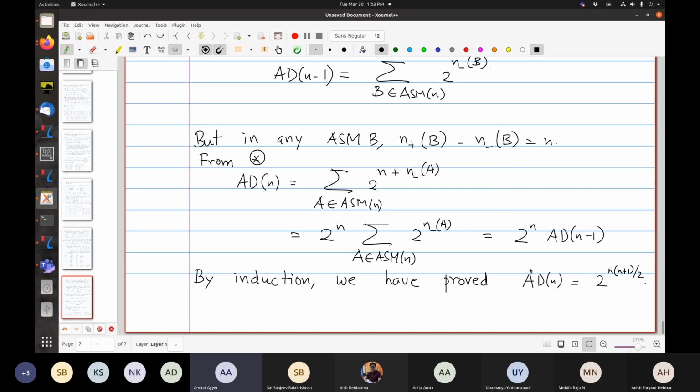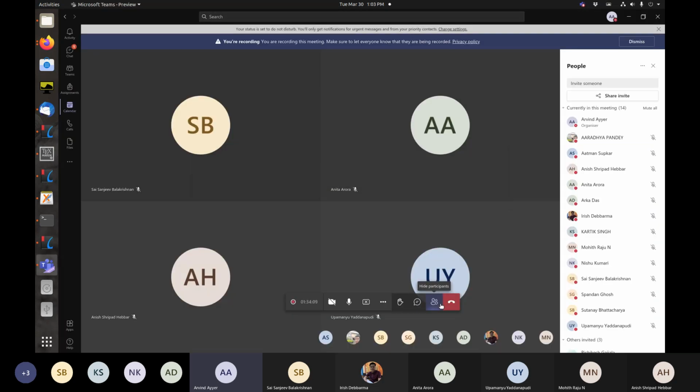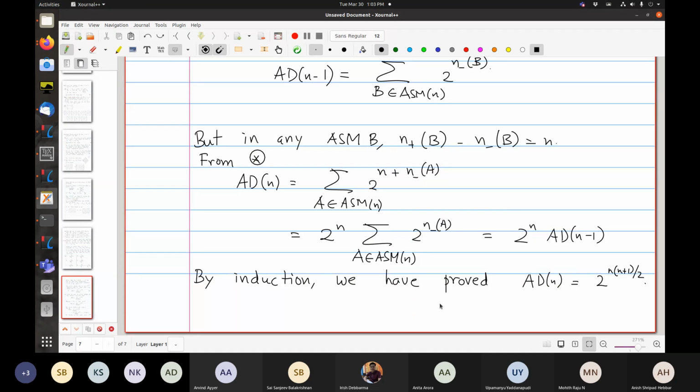Okay, so are there any questions? Okay, so I should refer you to this nice article by Jim Propp, called The Many Faces of Alternating Sign Matrices.